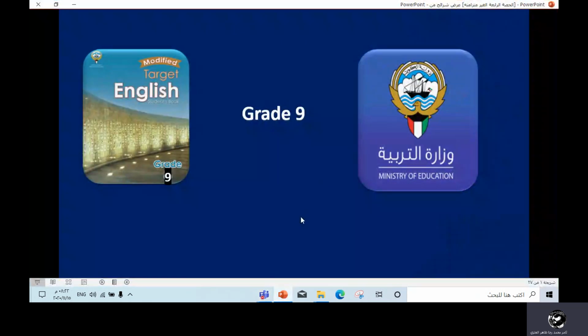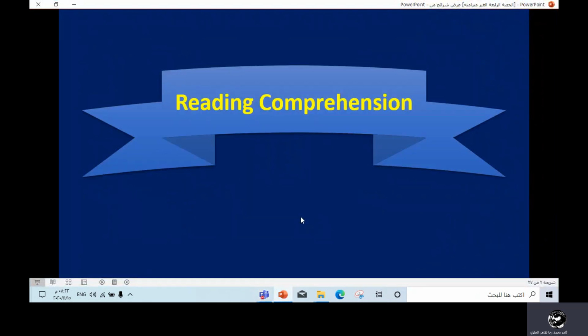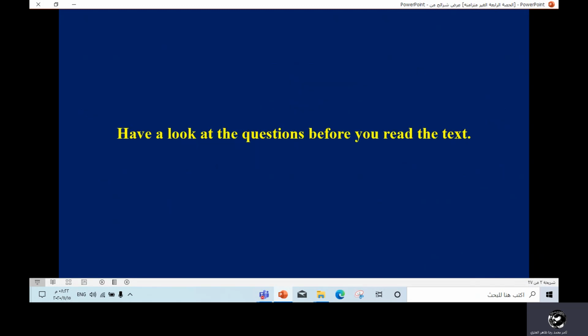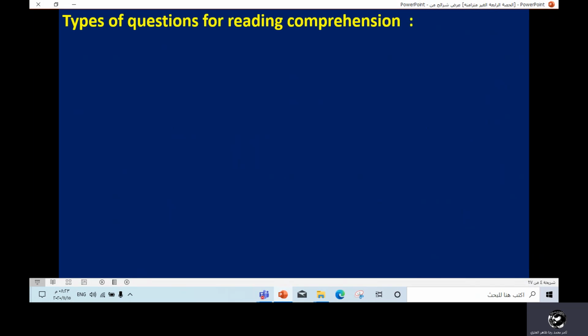So let's start together. The lesson is about reading comprehension, but first let's have a look at the questions before you read the text. We have two types of questions in reading comprehension. We have the multiple choice questions and we have the productive questions. So let's start with the multiple choice questions. We have many types in multiple choice questions.